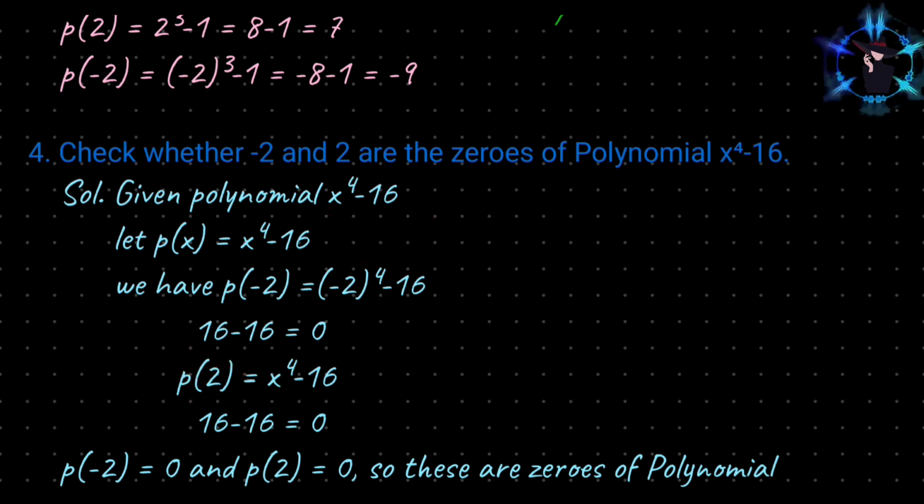Let's substitute 2. We get the same answer, 16. 2 power 4 is 16. 16 minus 16 is equal to 0. Again, these two are the zeros of the polynomial.